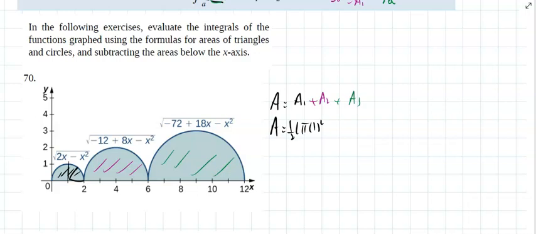The second is also half a circle with a radius of, that's from 4 to 6, that's 2, and 1/2 pi times the radius squared.